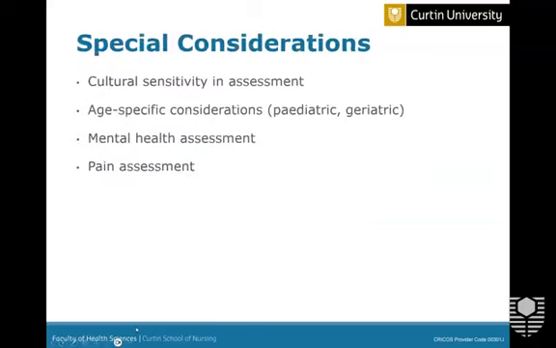And then the other thing you need to be aware of is there are special considerations. Now, cultural sensitivity is implied in all of the assessments. It doesn't matter which framework you're doing. Cultural sensitivity applies to all frameworks and all assessment strategies that are used, and age-specific considerations might also need to be applied, such as pediatric or geriatric. Mental health assessments we're not exploring here because you're going to do a whole unit on mental health assessment. And then of course pain assessment, that's a specific category that we work through as well.